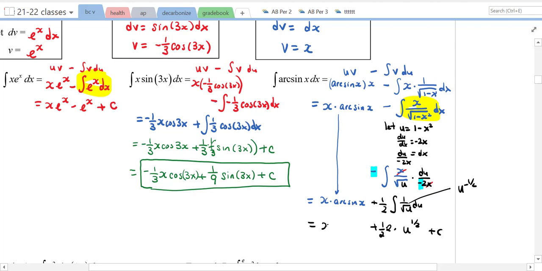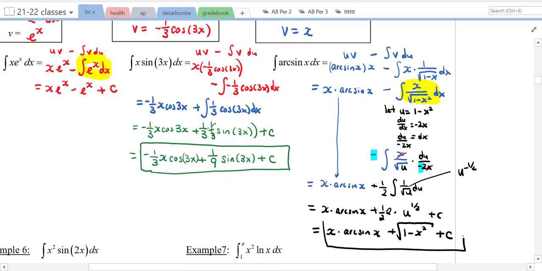So let me just copy all this stuff down. And let's write this a little bit nicer. So x times arc sine of x. The 1/2 times 2 is just 1. I'm going to replace the u again. u was 1 minus x squared, and this is to the power of 1/2. I'll just write this back as a root. And then now, don't forget, plus c. Ta-da! Your answer. Cool, hey?